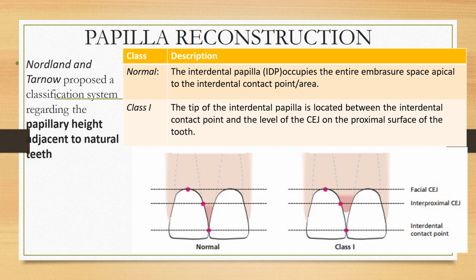Before coming to the surgical procedures, we are dealing with the classification of interdental papilla. Nordland and Tarnow proposed a classification system regarding the papillary height adjacent to normal teeth. So what is normal? The interdental papilla occupies the entire embrasure space apical to the interdental contact point. You can see this is the normal one. So what is class 1? The tip of the interdental papilla is located between the interdental contact point and the level of CEJ on the proximal surface of the tooth. So that is class 1.